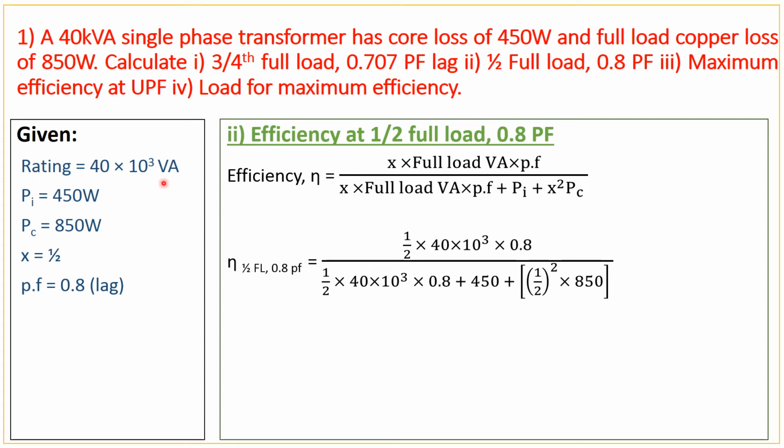Substitute all the given data here directly and you will get the answer as 0.9602. If you multiply this with 100, you will get 96.02%. Therefore efficiency at half load, 0.8 power factor is equal to 0.9602 or 96.02%. So simple, but be careful when you substitute these values in the calculator.